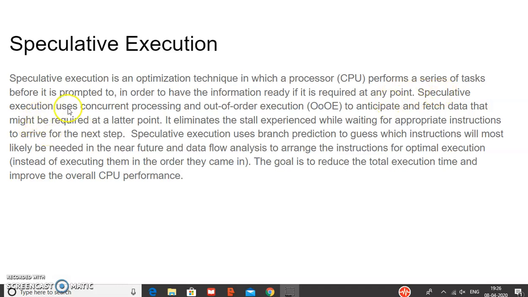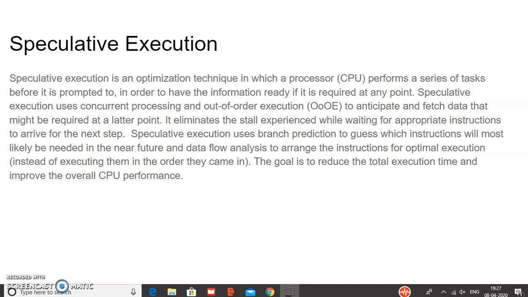Speculative execution uses concurrent processing and OOE to anticipate and fetch data that might be required at a later point. It eliminates the stall experienced while waiting for appropriate instructions to arrive for the next step. So rather than wasting time waiting for the instructions to arrive, it takes the help of OOE, that is out of order execution. So it uses that bandwidth without wasting any time.